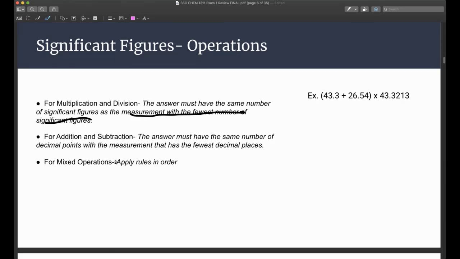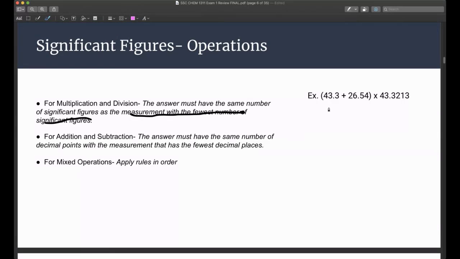For mixed operations, you apply the rules in order. And what I mean is, you just do them in the order you would normally do them. So for instance, let's go ahead and do this example problem together. So if I take these two numbers, first we want to do the parentheses, right? So I'm going to go ahead and plug that into my calculator.